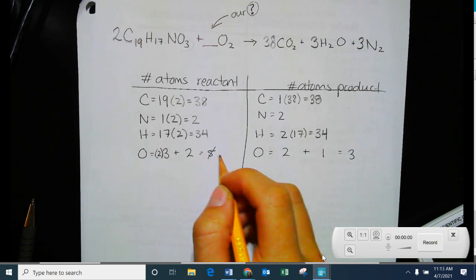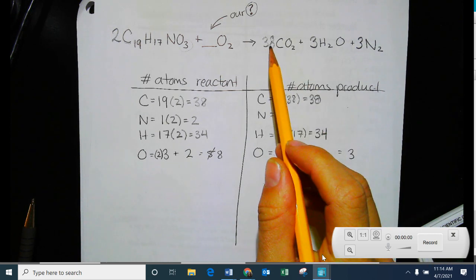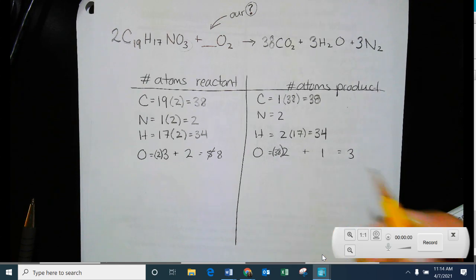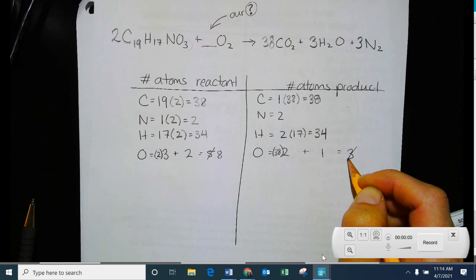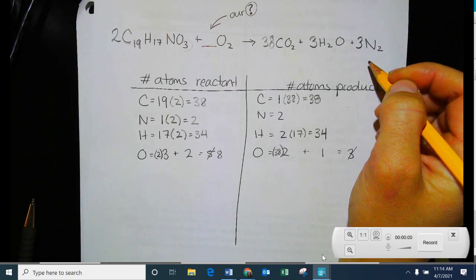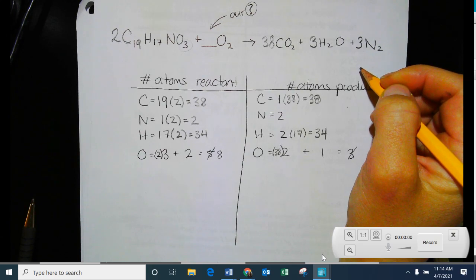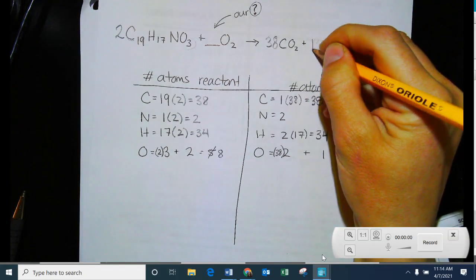So now we've got 6, 7, 8. And then the oxygen on this side was affected by a 38. And then it was just +1. Oh, but then that 1 was affected by 17. Sorry. That number there's a 17.